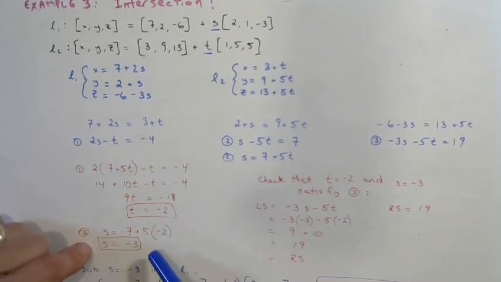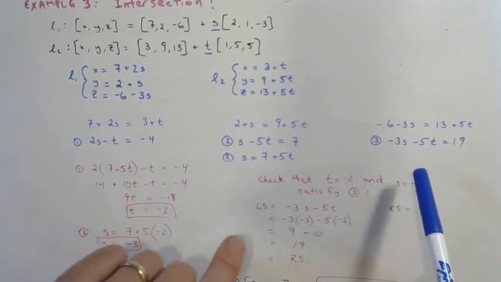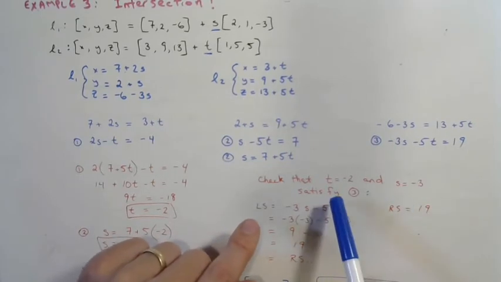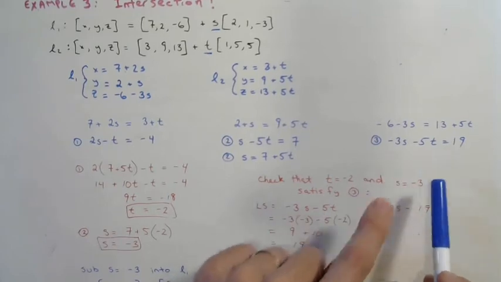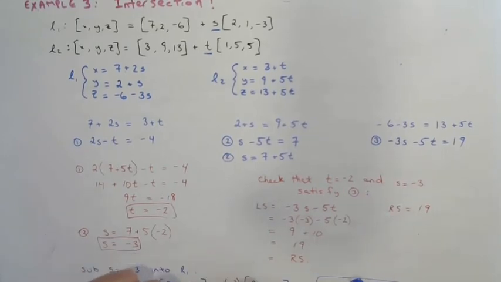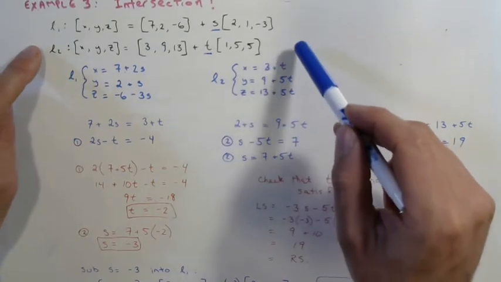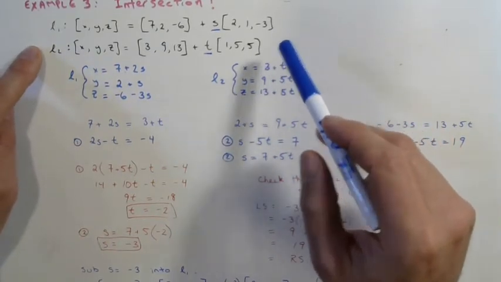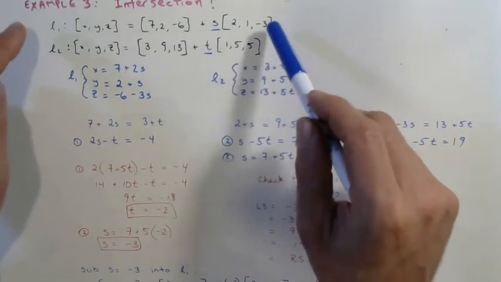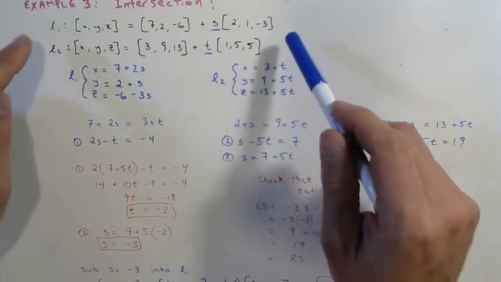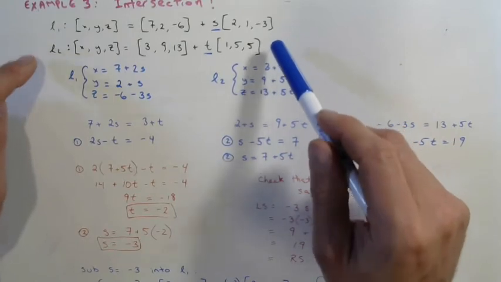Okay? Then we have to go into our third equation and say, all right, do this value of t and this value of s satisfy equation 3 as well? If they do, then we have confirmed that there is a point of intersection between these 2 lines. Okay? Because there is an s and a t combination that can make these lines end up at the same place at the same time. We just didn't figure out yet at that point what that place was.